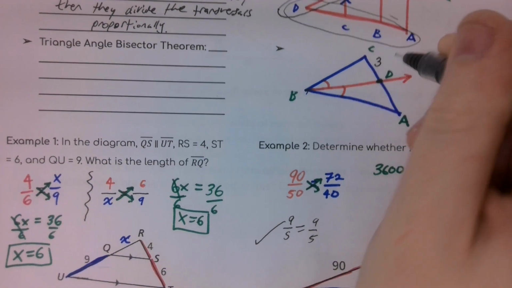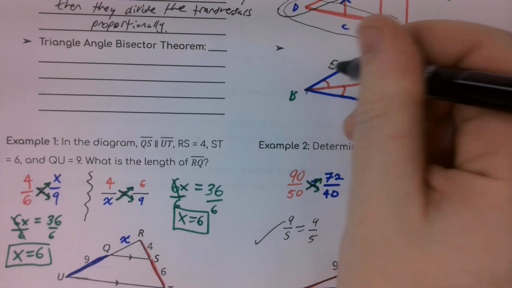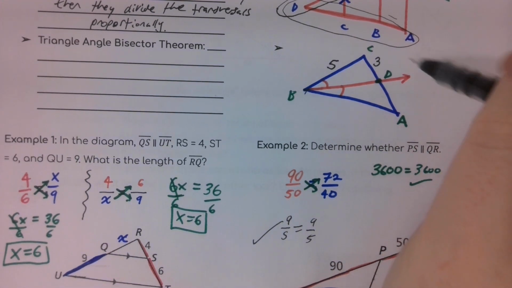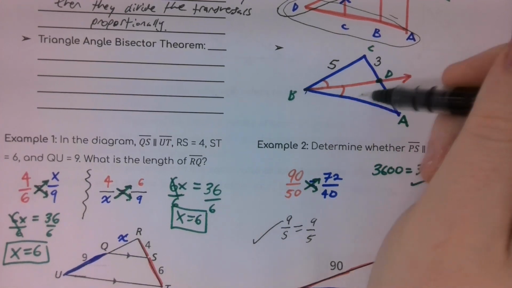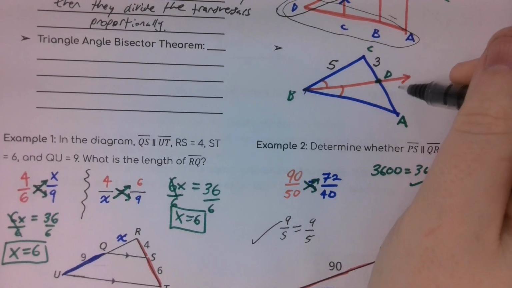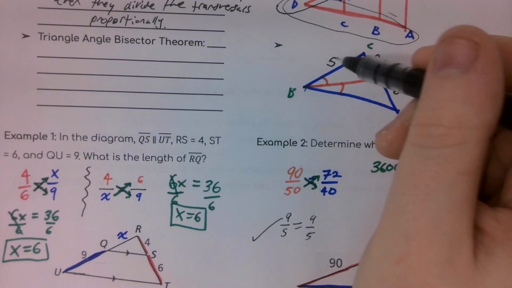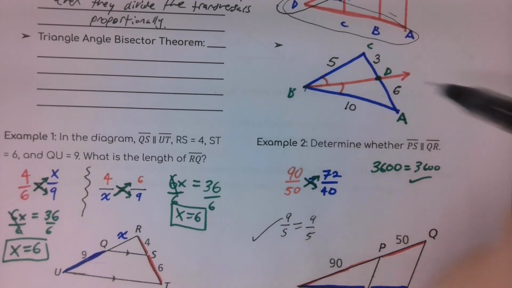If CD is 3 and CB is 5, what this means is this side is proportional to this side. 3 could be proportional to, I don't know, 6. Let's say that these are times 2. This would be 5 times 2, which is 10. We have proportionality happening here.